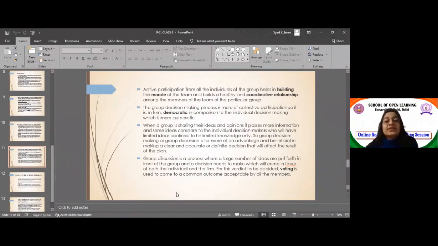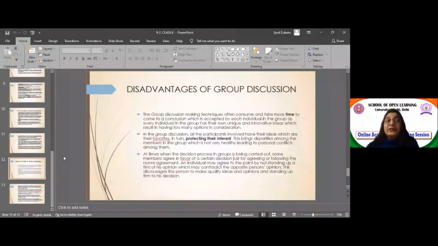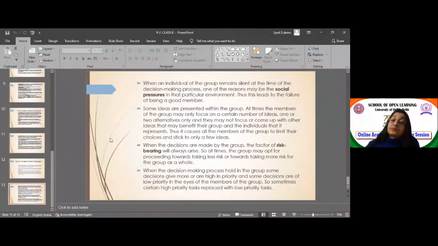The disadvantages are, of course, it's a very time taking activity. It can lead to certain partiality or biases within the decision making process, where people are supporting other persons that they think may end up favoring them. Sometimes the social pressures on a member can stop him or her from expressing their opinions.